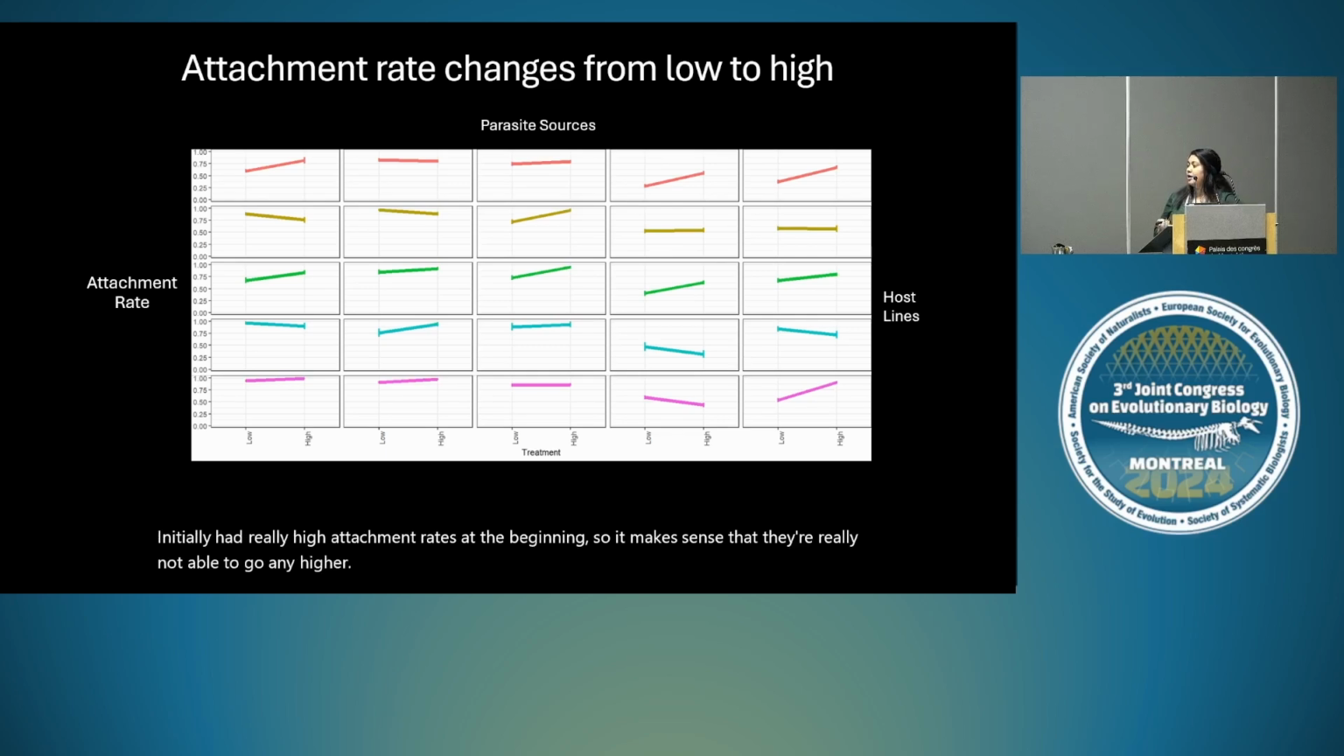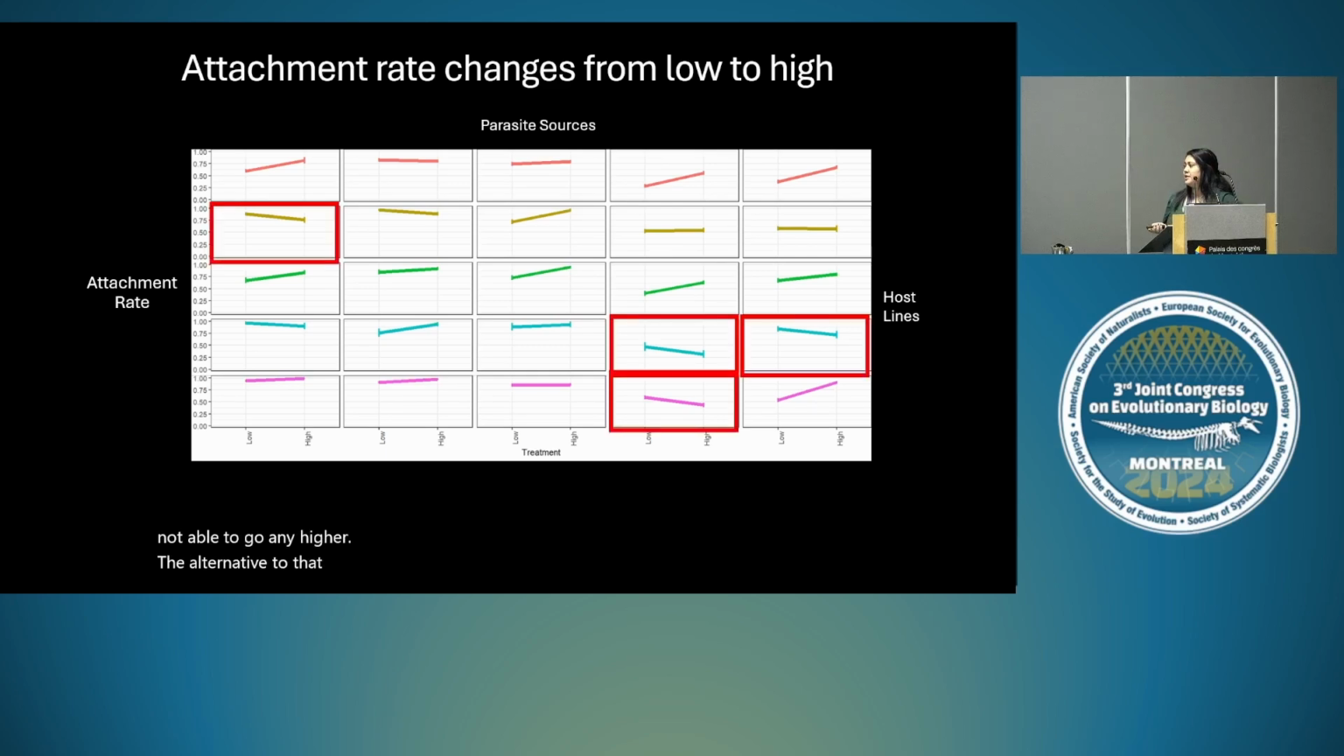The alternative to that is we do have these 4 that are showing declines from low to high, but those are relatively low decreases. So overall, we're seeing a reduction in specificity or a collapse of variation within this data.